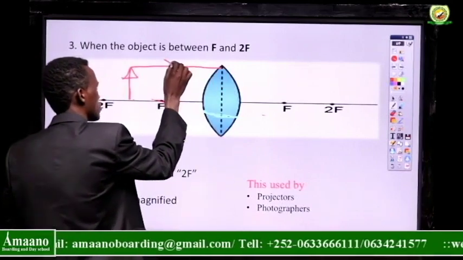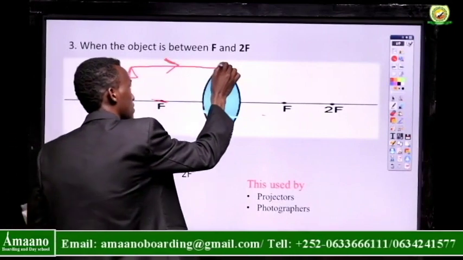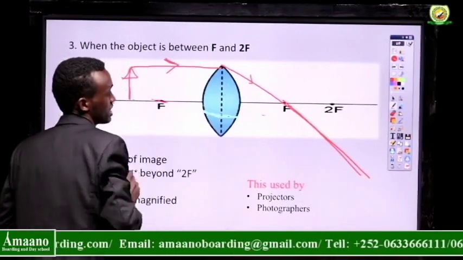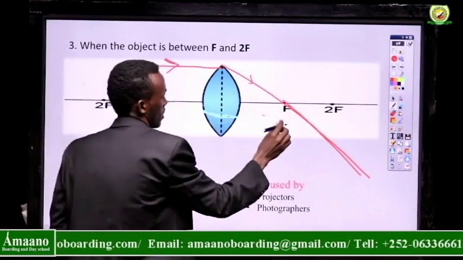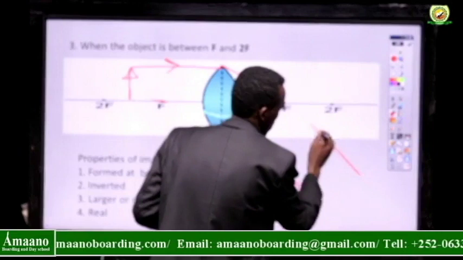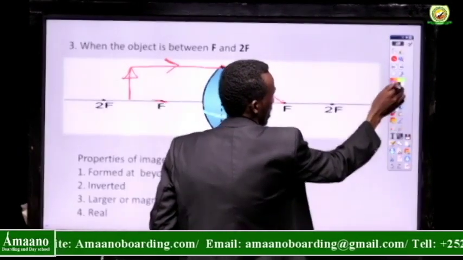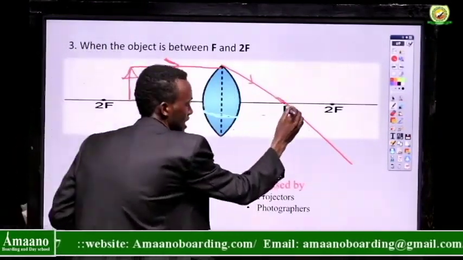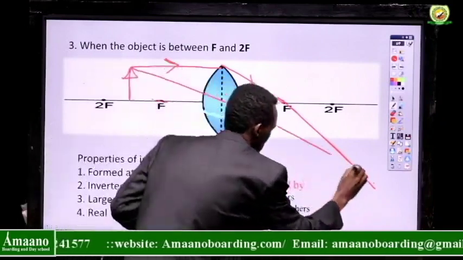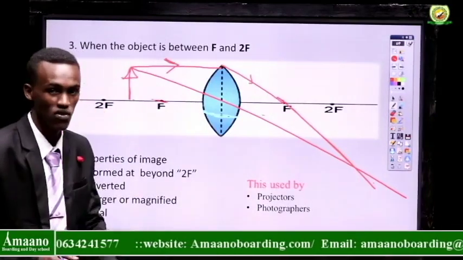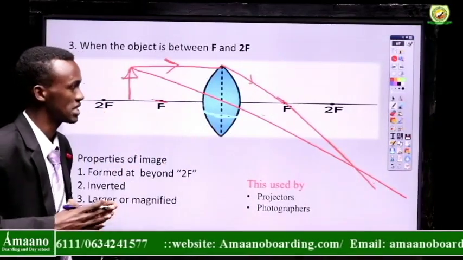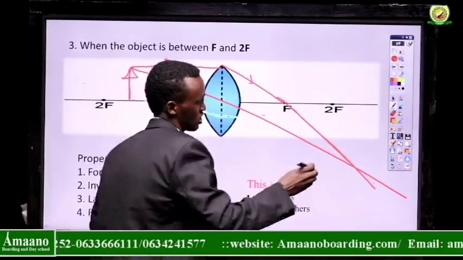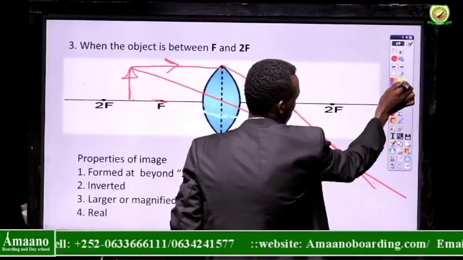A ray that is parallel to the principal axis is refracted by the lens and passes through the focus. Okay, we take another ray, a ray that passes through the center of the lens, which does not refract. Where these two rays intersect, they intersect beyond 2f. So the image forms beyond 2f.